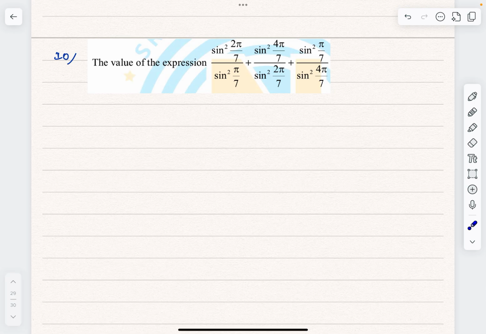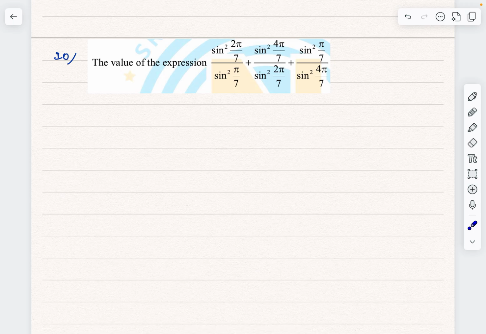The value of the expression: sine square 2 pi by 7 plus sine square 4 pi by 7 plus sine square pi by 7, by sine square pi by 7, plus, like this, sine square 2 pi by 7 by sine square pi by 7. So they are like separate terms. You have to find the sum of this series. Give it a try, guys.